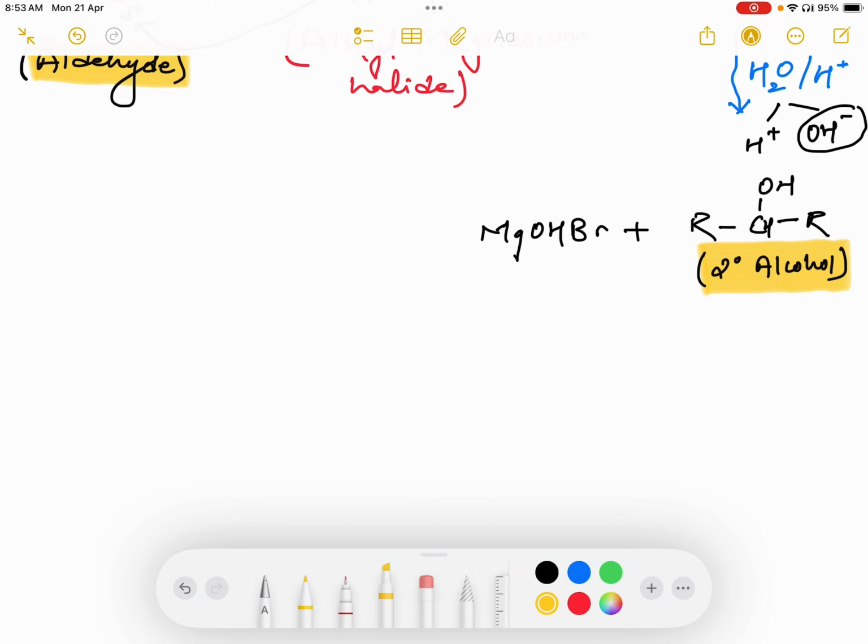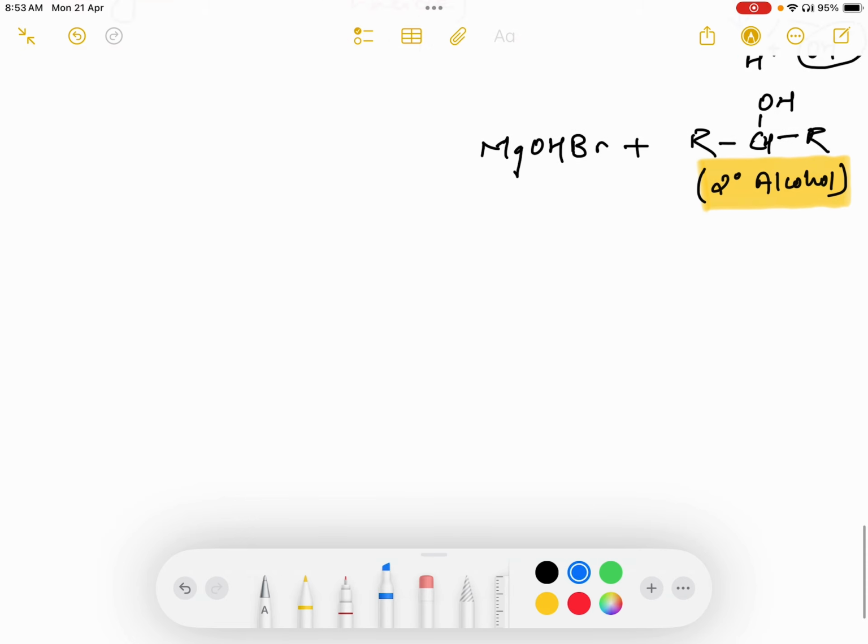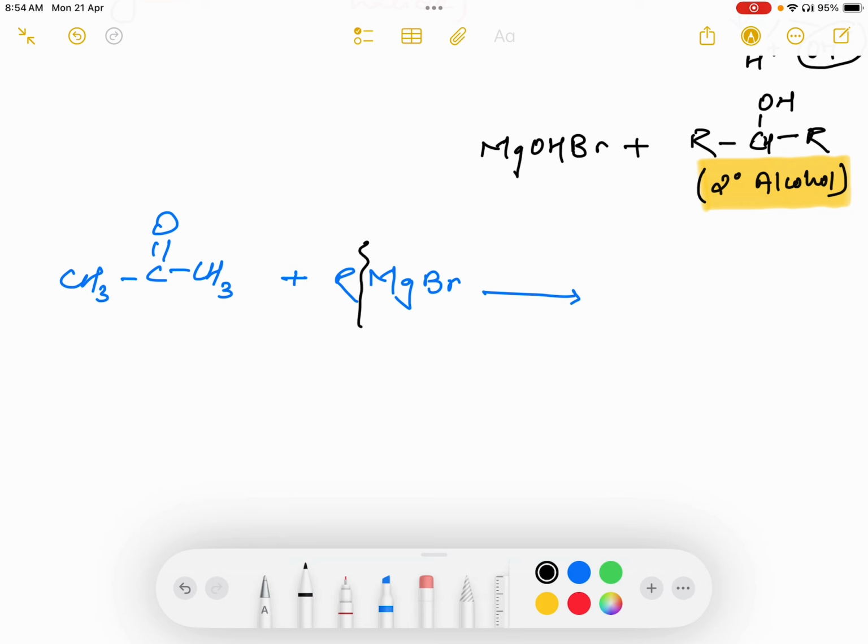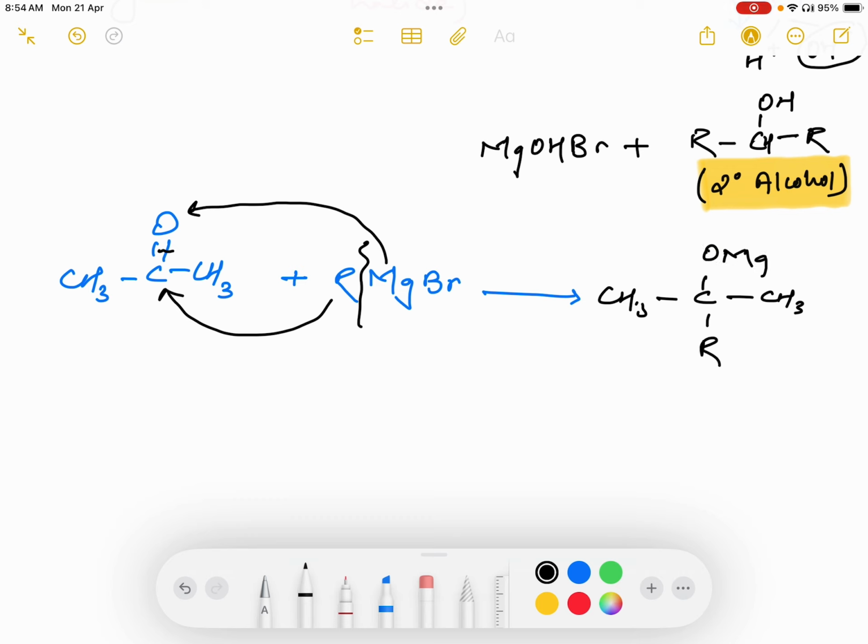Similarly, let's take ketone. What will happen with the ketone? If I have CH3, C double bond O, CH3 group, and again there is R, Mg, Br, that is Grignard reagent. What will happen? Again, the bond will dissociate. The R group will come and attach with the carbon, and the MgBr group will come and attach with the oxygen. So the product formed will be CH3, C, CH3. Here you have R, and here you have OMgBr.